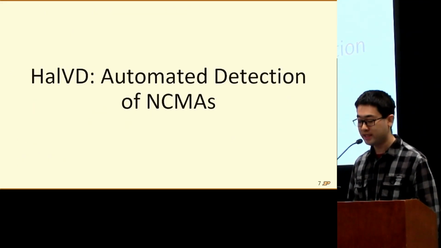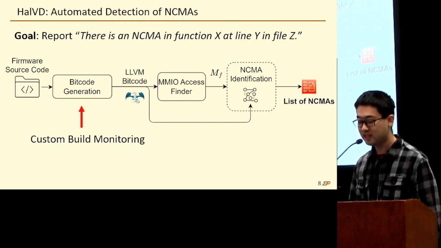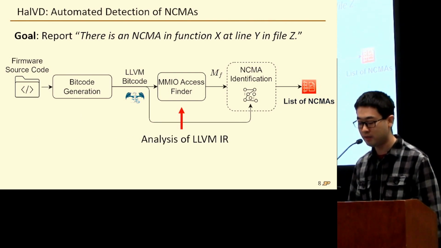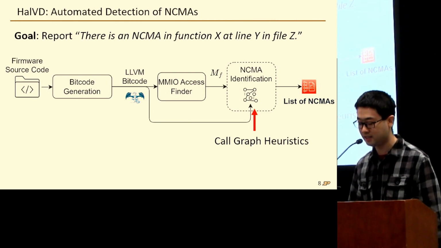Now I will present the details of HAL-VD, our automated technique to detect NCMAs. Our goal is to report that there is an NCMA in function X at line Y in file Z. Given the application's source code, we first automatically convert it to LLVM bitcode using custom build monitoring. Next, we identify all MMIO accesses by performing a lightweight analysis of the LLVM IR. Finally, we use a heuristic on the call graph to determine whether a given MMIO access is actually an NCMA.